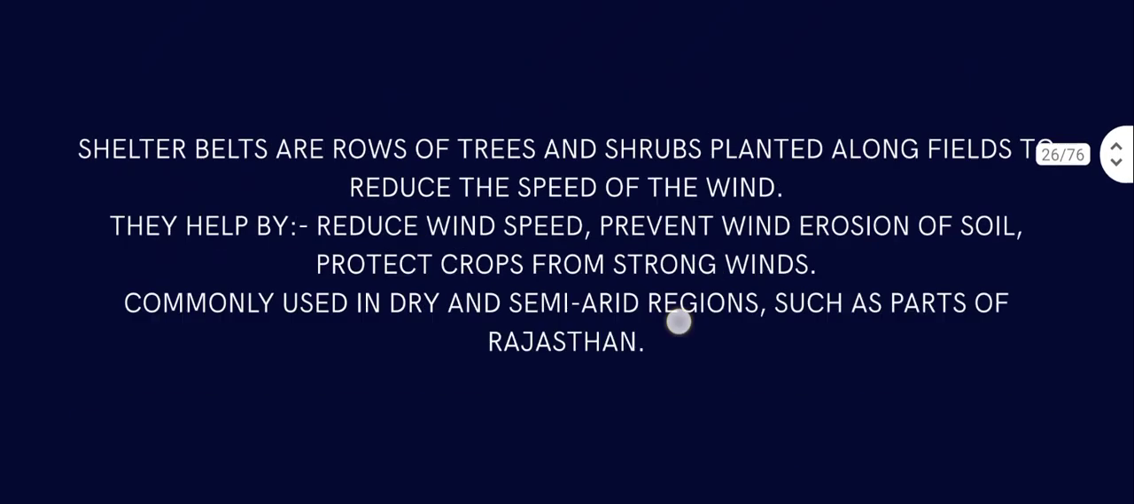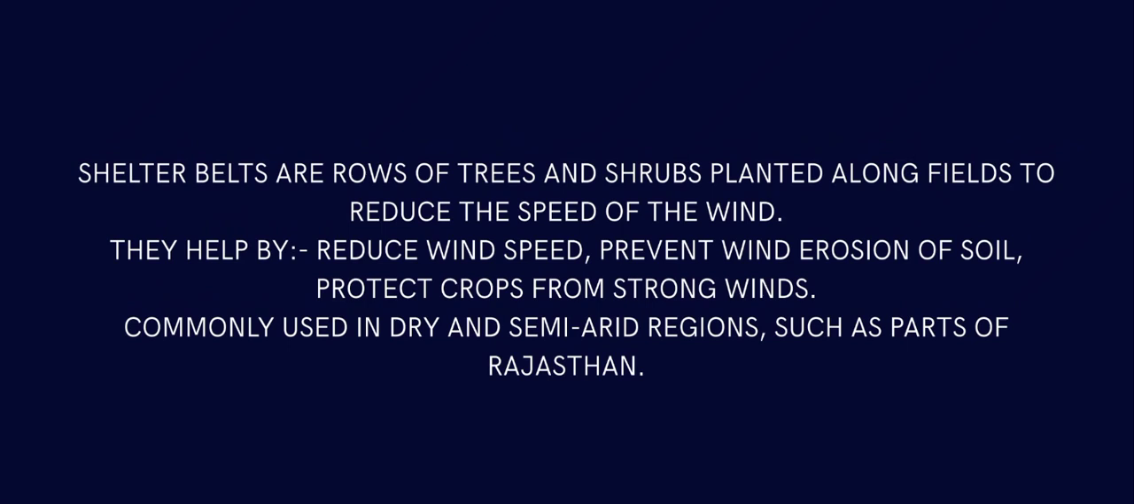That is the help of shelter belts. Shelter belts are rows of trees and shrubs planted along fields to reduce the speed of the wind. Do you get that? They help by what? Reducing wind speed, preventing wind erosion of soil, protecting crops from strong winds, commonly used in dry and semi-arid regions such as parts of Rajasthan.